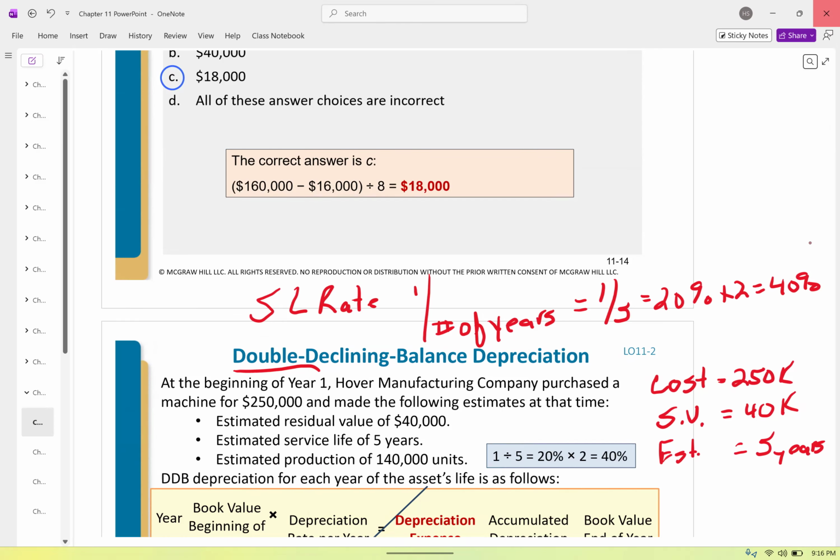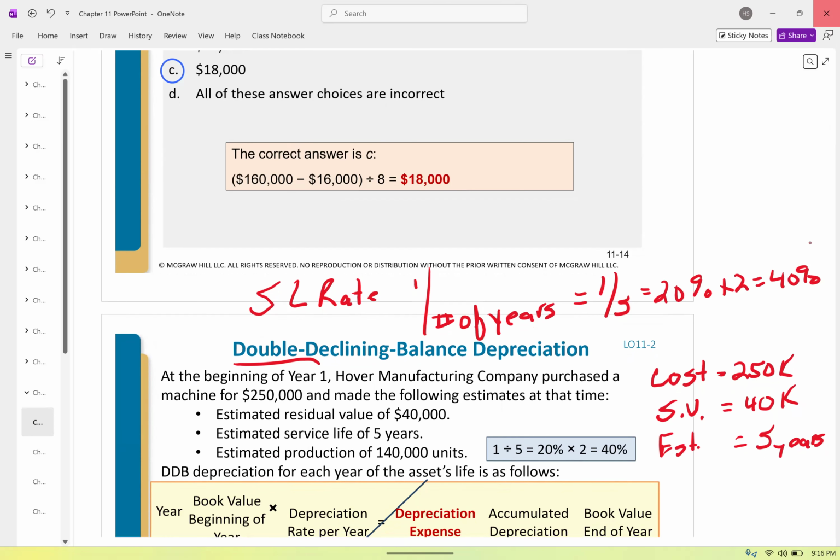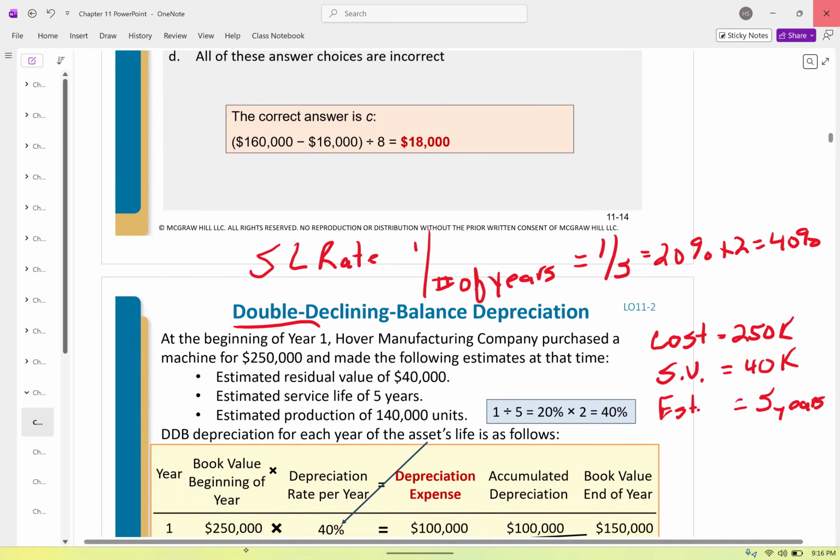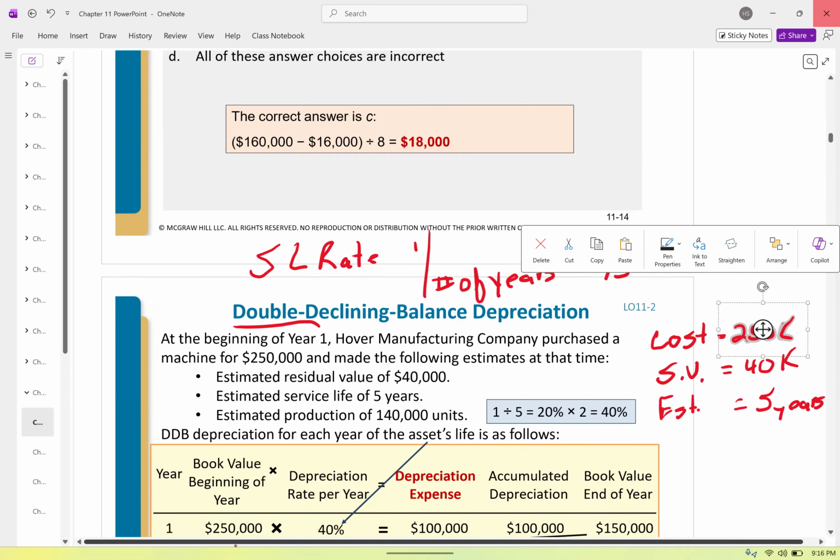Okay. So we are going to start the very first year. We're going to take the 250,000. Notice this is the one method where we do not subtract the salvage value out first. We wait until the end because we could continue to get a percentage of a number over and over and over, but that's why we don't subtract it on the front end. So we multiply that whole amount, 250,000 times 40%, which gives us $100,000 of depreciation in year one.